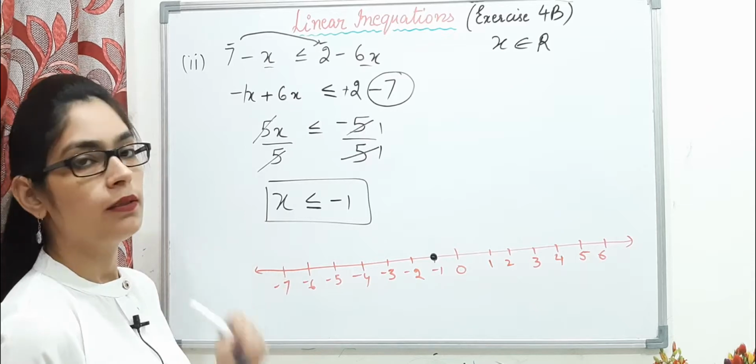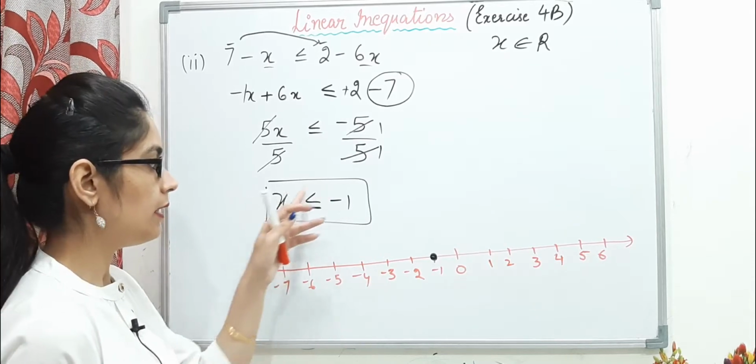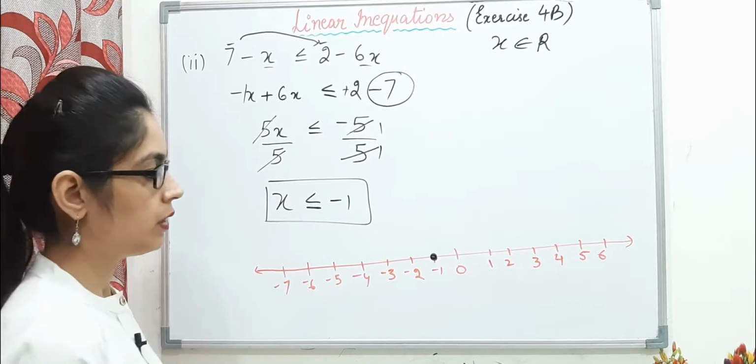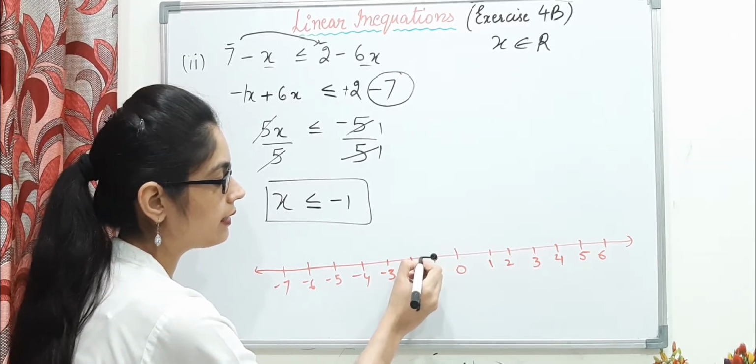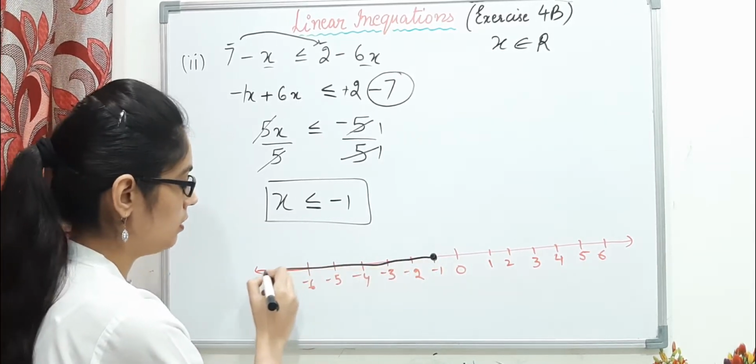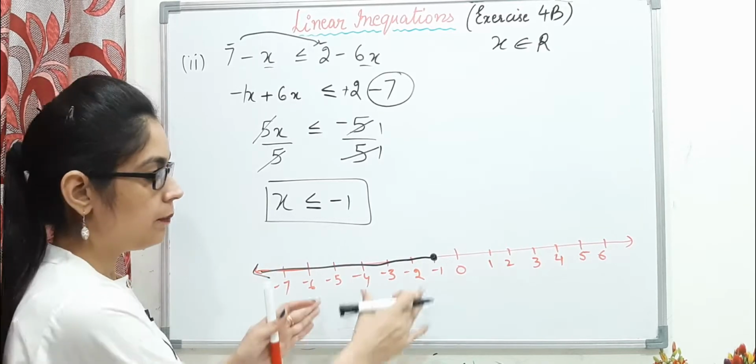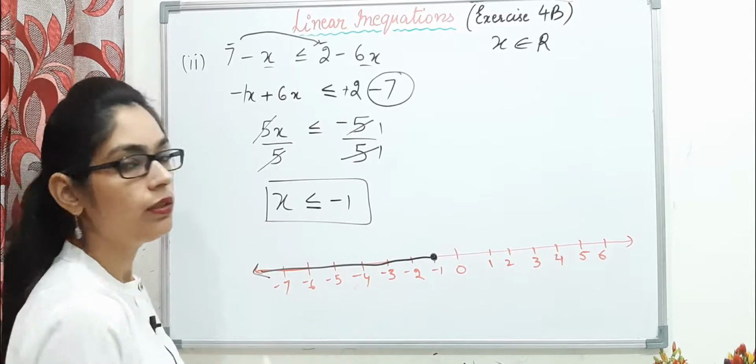Now with x it is less than, so on which side do we have to go? Negative side. Negative side is towards the left side. So this is the graphical representation of this solution on the number line.